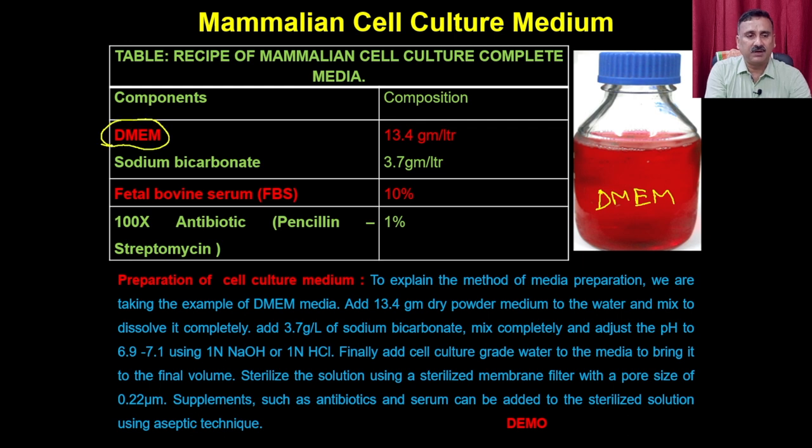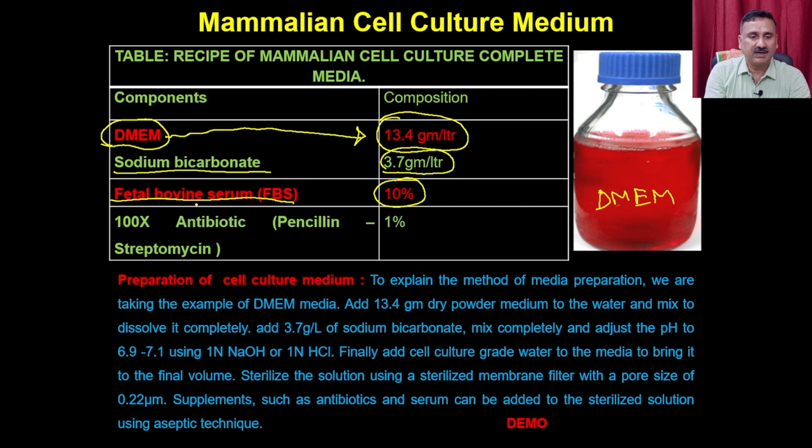DMEM constituents are very high, so you require a large amount of amino acids, different types of sugar, and other kinds of components. When you buy the DMEM media from the vendor, it is going to provide you the powder. So you require 13.4 grams of the powder for 1 liter. Then you require sodium bicarbonate, which is 3.7 grams per liter. And then you also require the fetal bovine serum, which is FBS, at 10%.